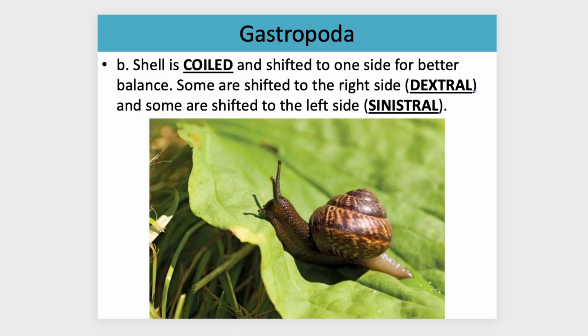So that's what the shell looks like. It is coiled, and for these organisms, it shifts to one side. If it shifts to the right side, we call that dextral. And if it shifts to the left side, we call that sinistral. And that's what you see there in the image.